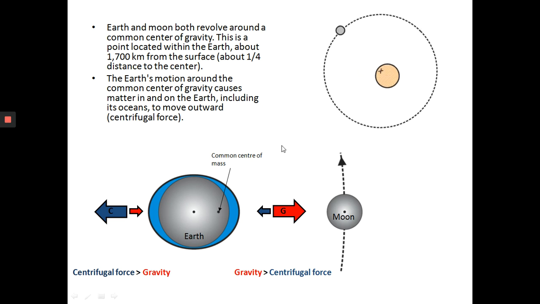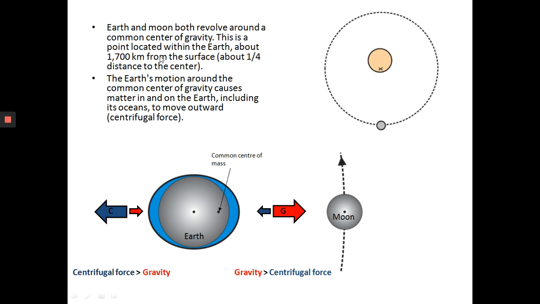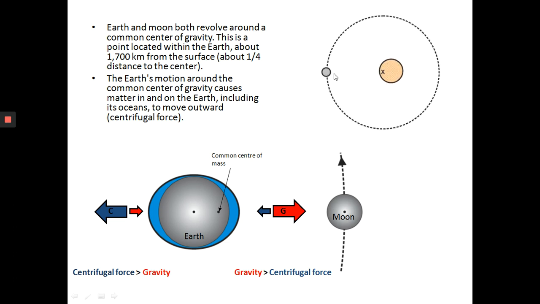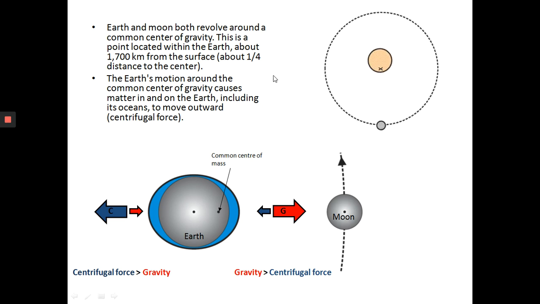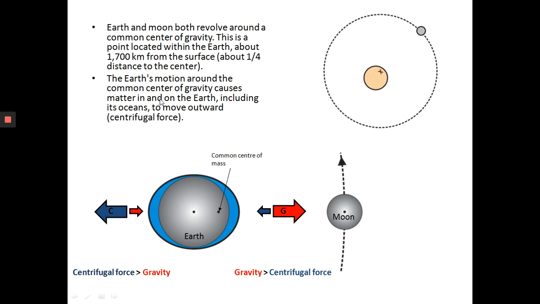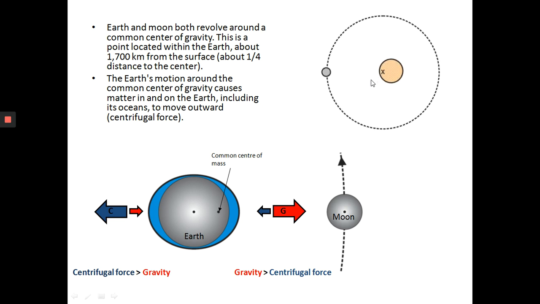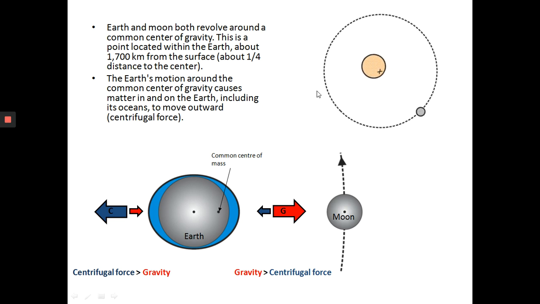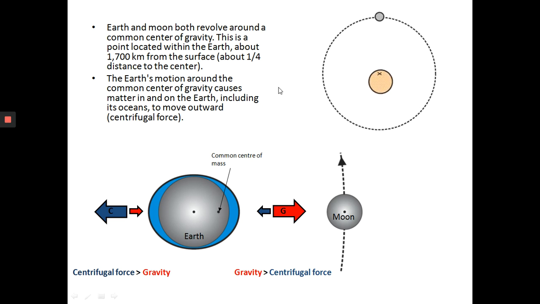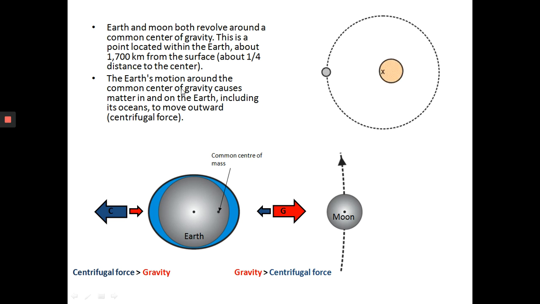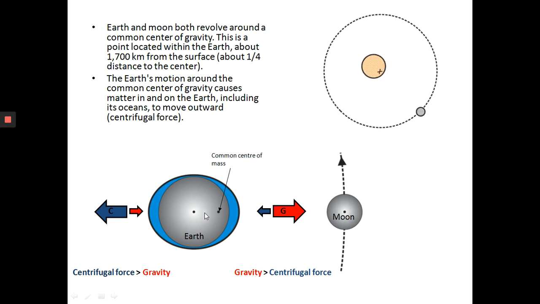The Earth and the Moon both revolve around the common center of gravity. This is a point located within the Earth, about 1,700 kilometers from the surface, and that is about a quarter of the distance to the center of the Earth. So the Earth's motion around the common center of gravity causes matter in and on the Earth, including its oceans, to move outward.